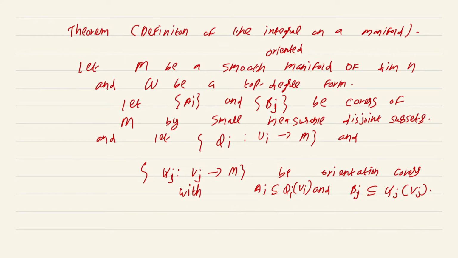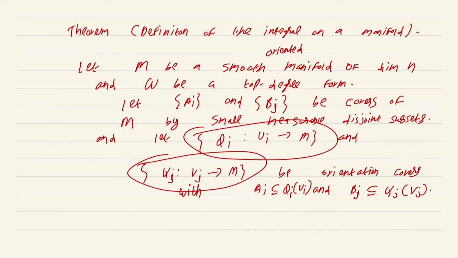So anyway, coming back to the central part. Given small measurable disjoint subsets, I want you to sit down and show that there will be orientation covers phi_i and psi_j whose images in fact contain A_i and B_j respectively. Okay, so this is always possible. I want you to check that.